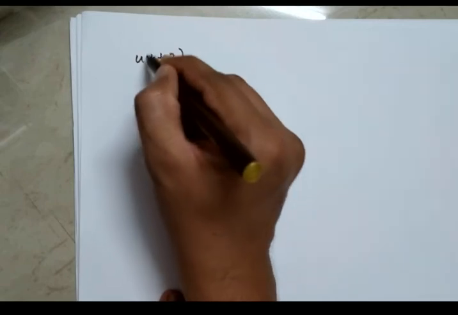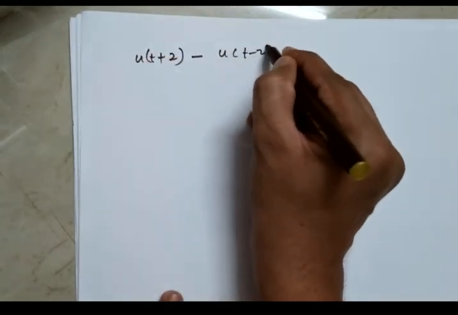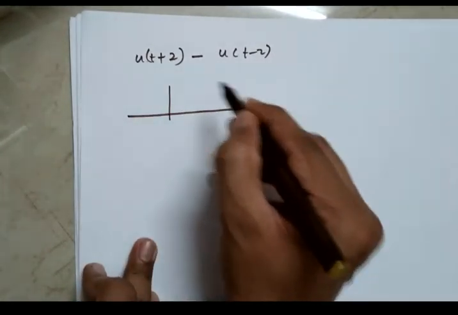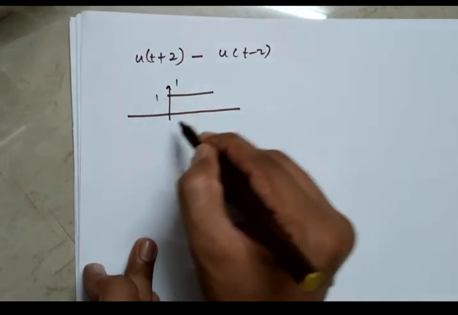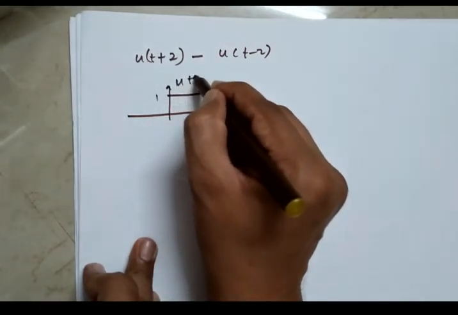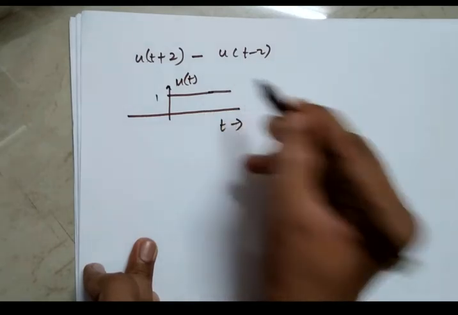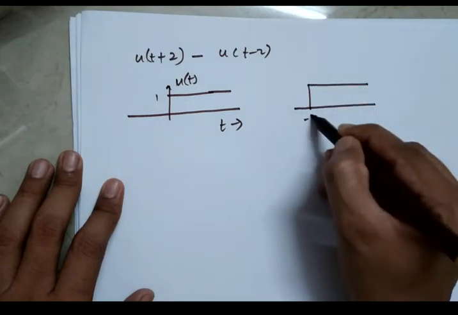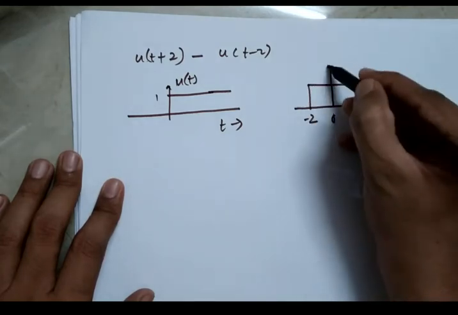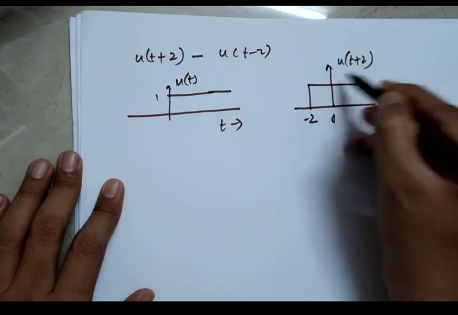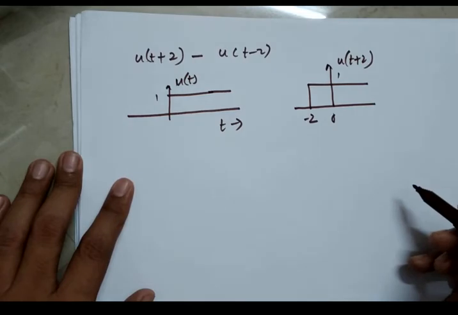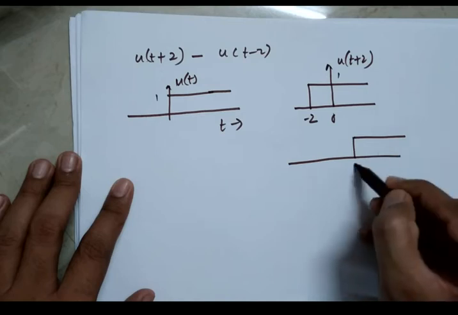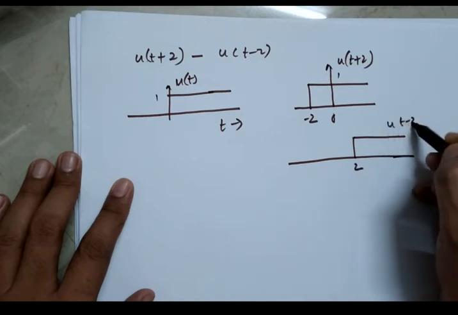u(t plus 2) minus u(t minus 2). Find the answer. Simple. This is your u(t). u(t plus 2) is an advance, which means shift to the left-hand side by 2 units. u(t minus 2) means delay. Delay means it will shift to the right-hand side by 2 units.